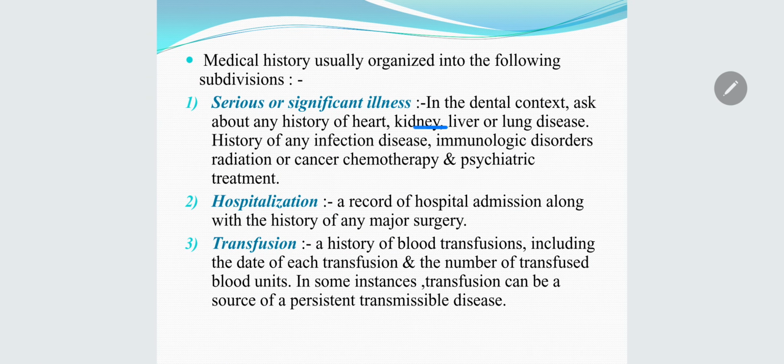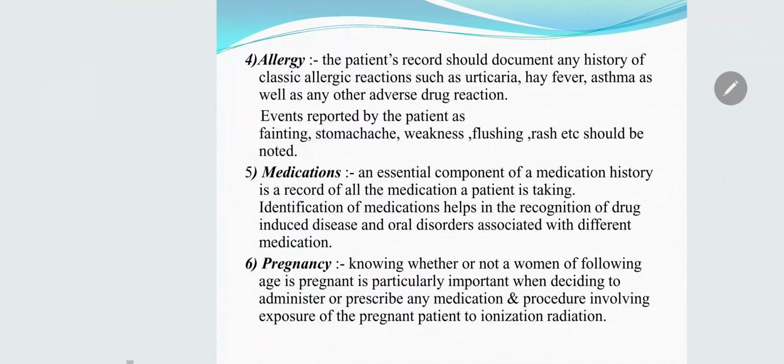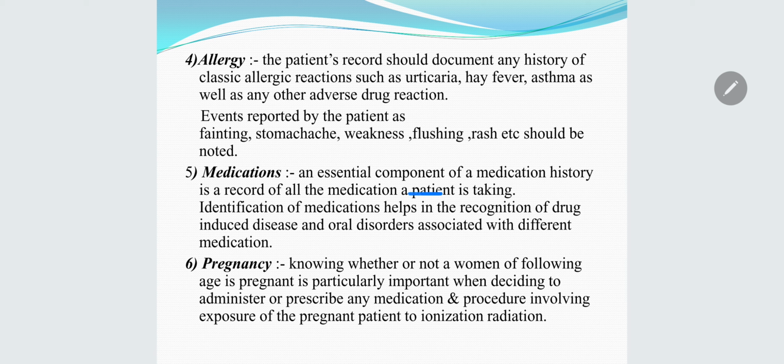And any serious or significant illness, you have to write any previous record of hospital admission and any transfusion. Because if he has undergone transfusion, you have to think about rarely a few transmissible diseases that the patient might get. Any allergies, drug allergies, you have to see. Medications, that is current medications you have to see, and any allergies with the medication.